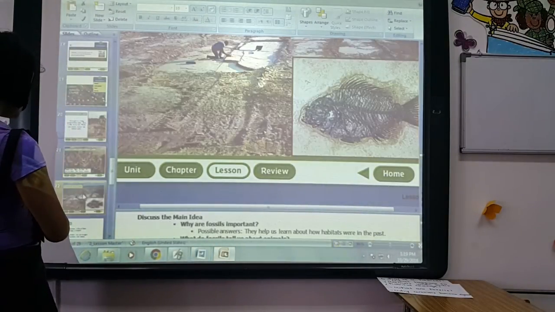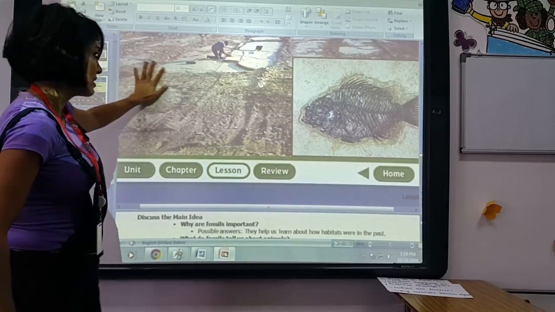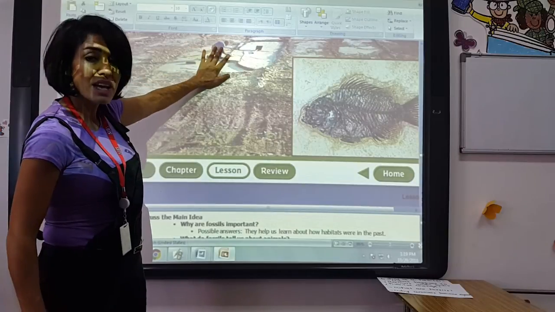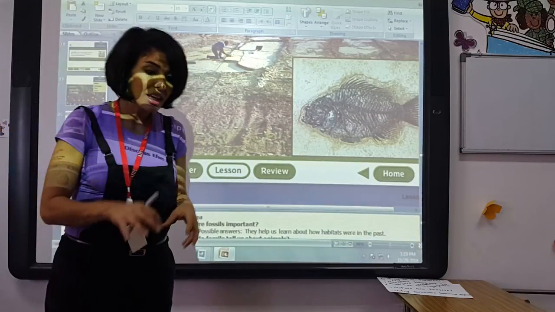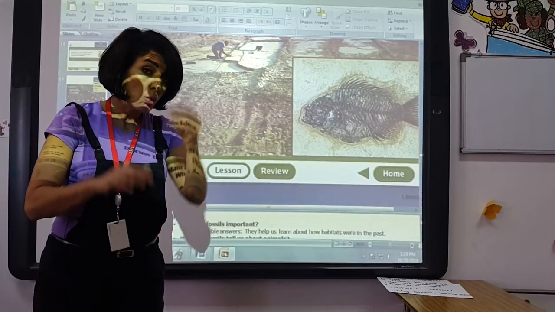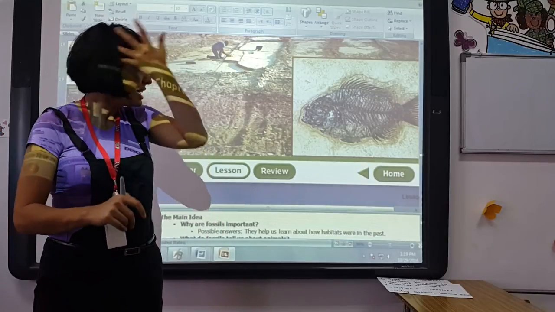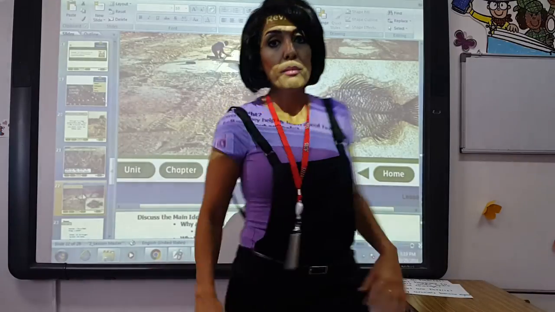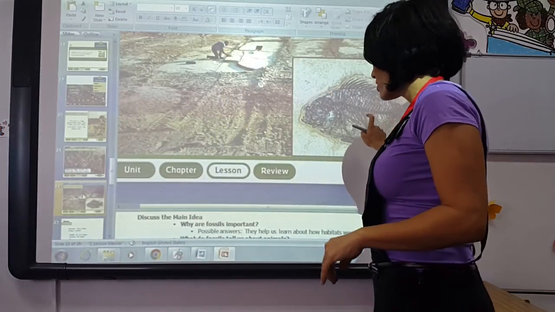Now we will deal with something else. If you look here, you will find out that this man is digging down in the ground. Why is this man digging? He is looking for fossils. This man is digging because he is looking for fossils.